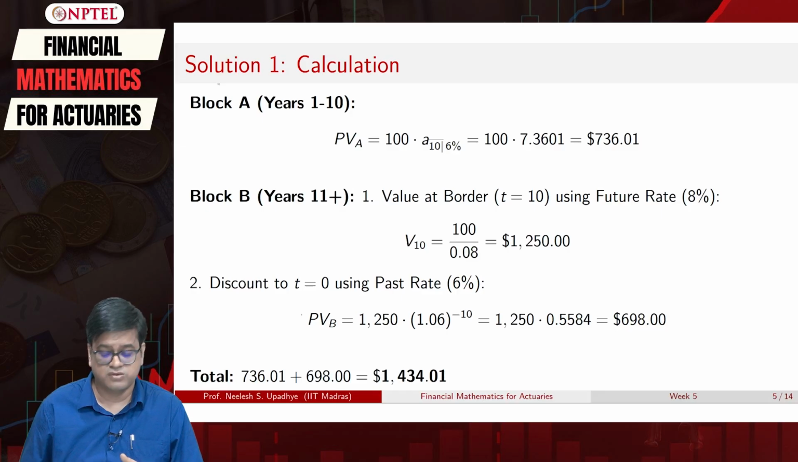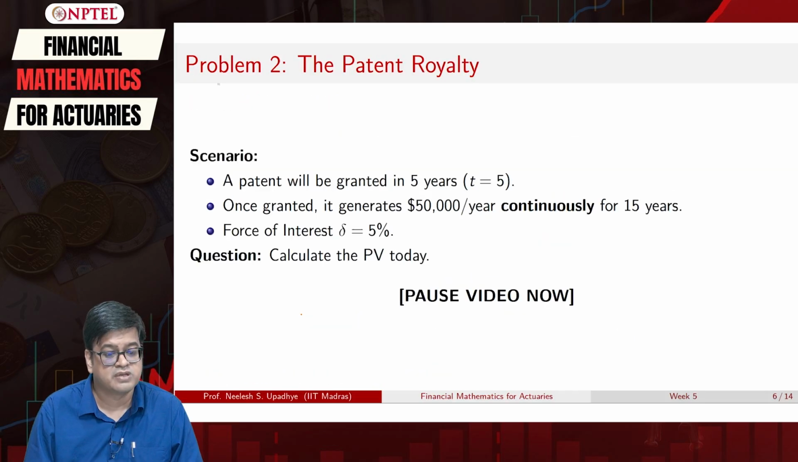Okay, so now let us move on to the next problem, which is problem 2. It's called the patent royalty problem.